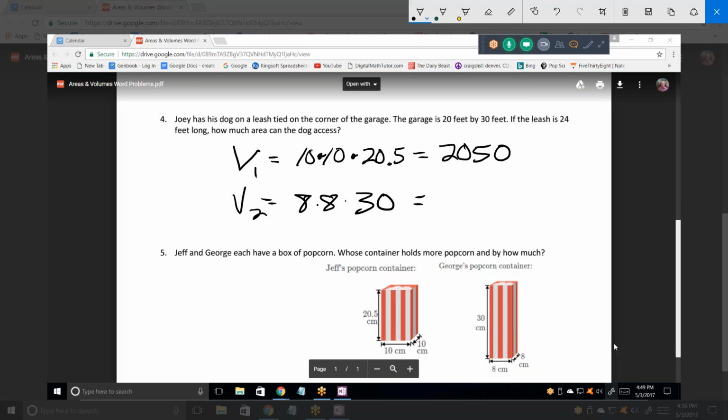Alright, hold on, let me get my calculator. That's 1,920. How much? 1920. Okay. Which popcorn box do you want? I'll take box 1. Okay.